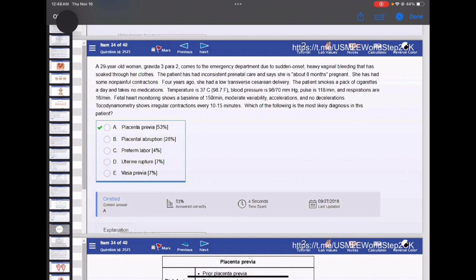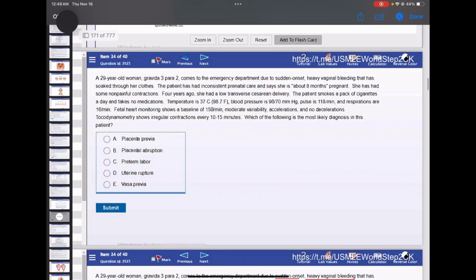A 29 year old woman, gravida 3, para 2, comes to the emergency department due to sudden onset heavy vaginal bleeding that has soaked through her clothes. Oh my god, I didn't want to show the answer. Okay, sudden onset heavy vaginal bleeding and soaked through her clothes. Patient has had inconsistent prenatal care and says she is about 8 months. She has had some non-painful contractions. 4 years ago, she had a low transverse cesarean delivery.